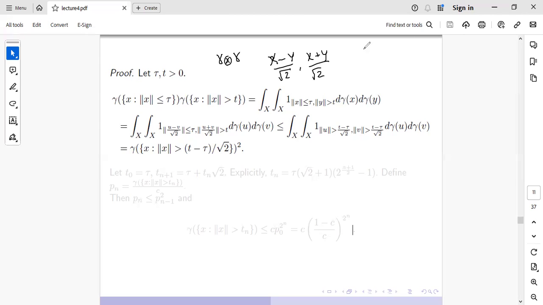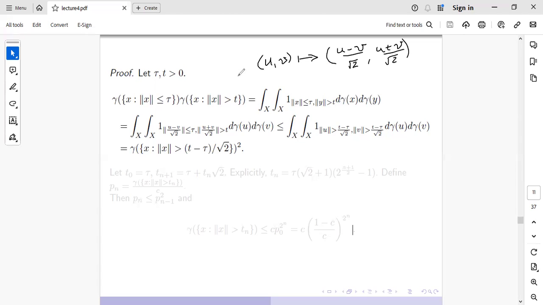In other words, if we consider the following transformation that takes two vectors and maps them into the difference over root of 2 and the sum over root of 2, then the product of two identical centered Gaussian measures will not change under this transformation.